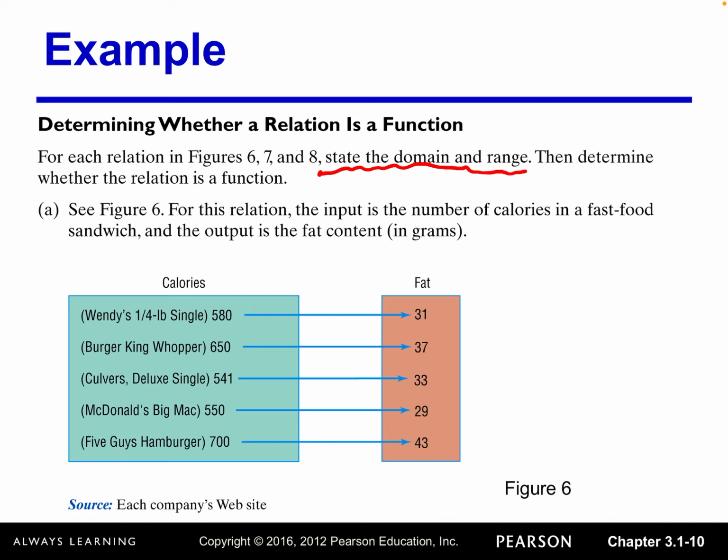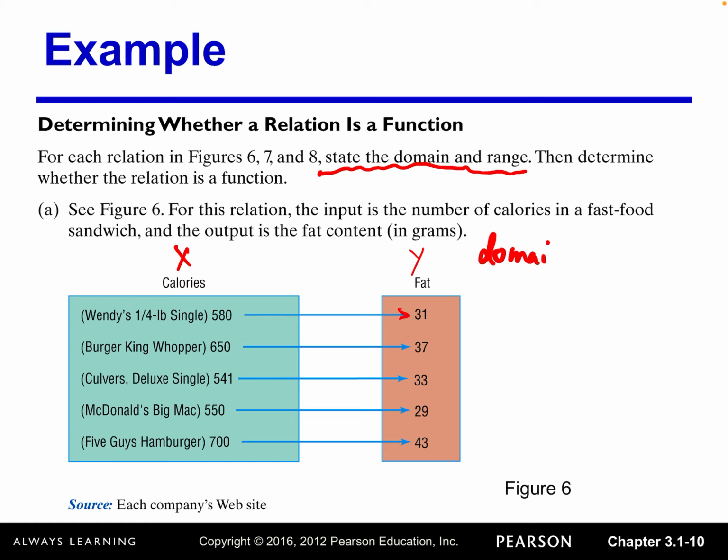So what is the domain? Domain, remember, is all the elements in x. By the way, how do you know the calories are x and the fat is y? Because the arrow is the relation from x into y.